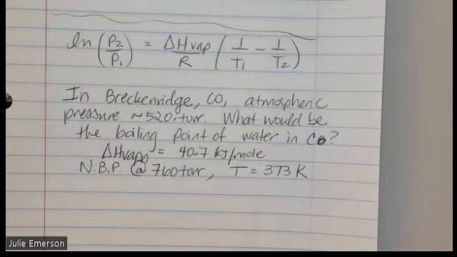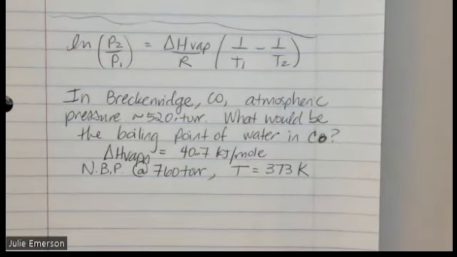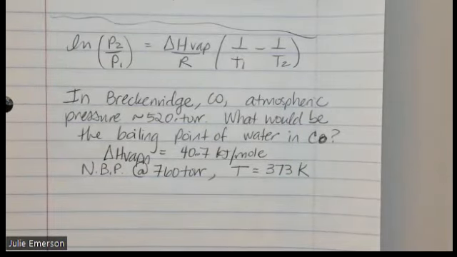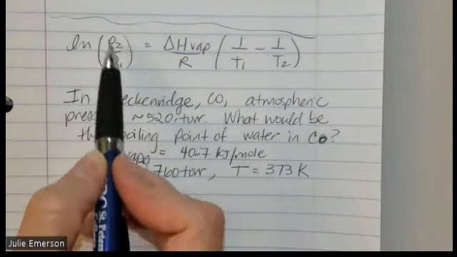And just as expected, temperatures always have to be in Kelvin. So when we use this formula with the Clausius-Clapeyron equation, your temperature, as usual, always has to be in Kelvin. Pressure doesn't matter as long as the units match. So if they're both torr, great.